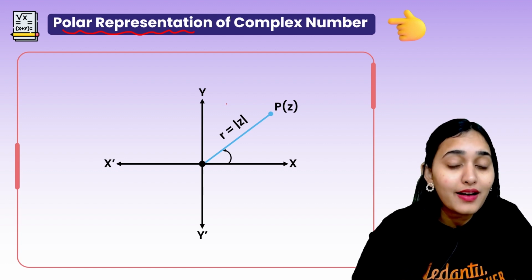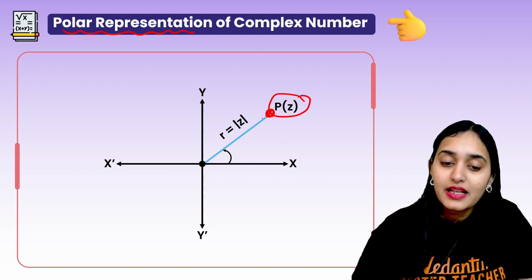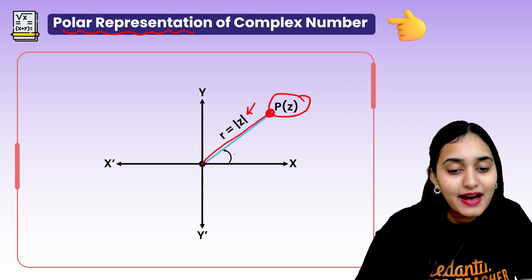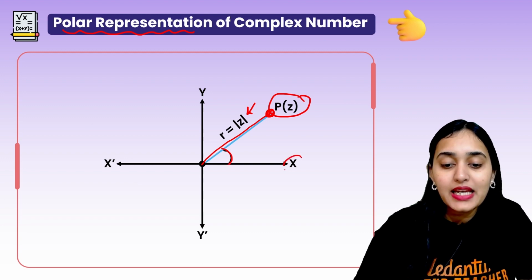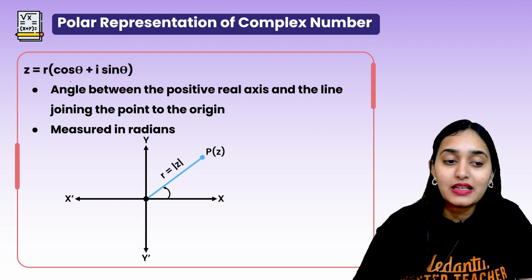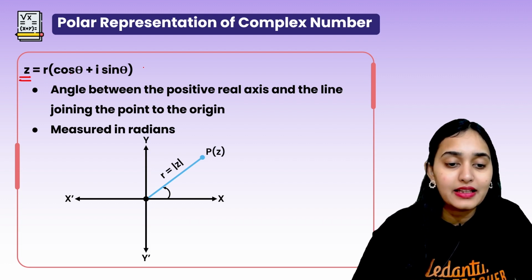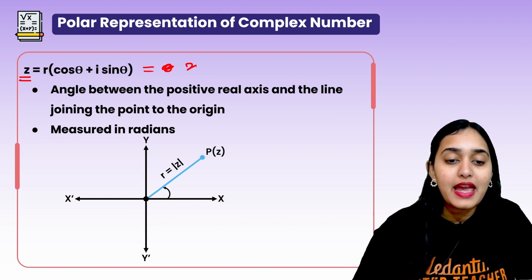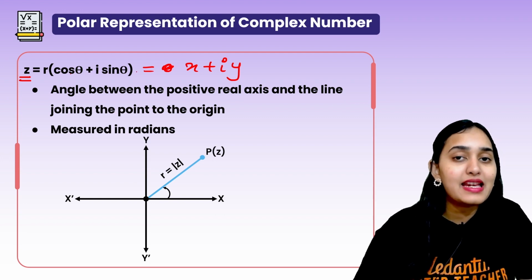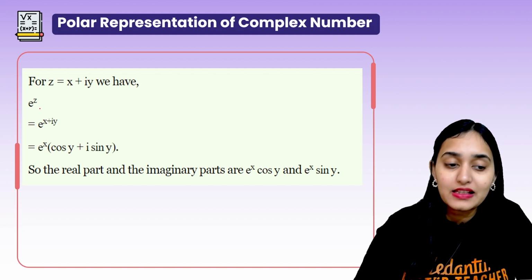What is polar representation? Take any complex number as a point. The distance from the origin will be the modulus of z, called r, and let it make an angle of theta with the x-axis. Then the polar representation of this complex number will be r cos theta plus i sin theta. So this is basically x plus iy. It can be written as r cos theta plus i sin theta. Now, a complex number can also be written in this form.